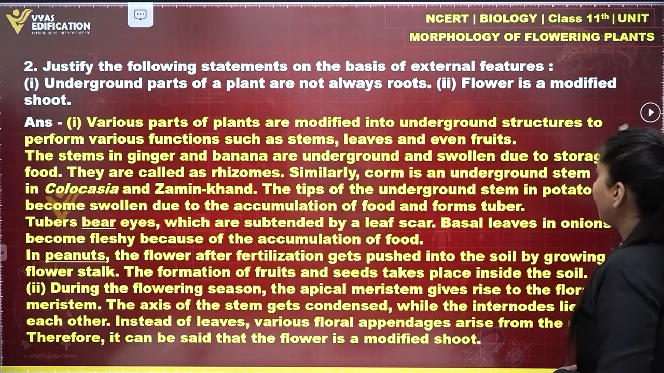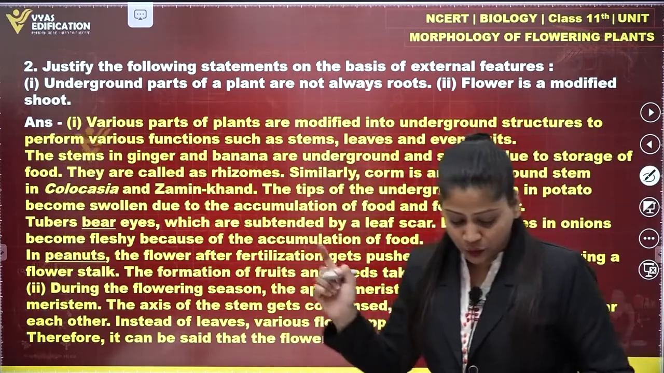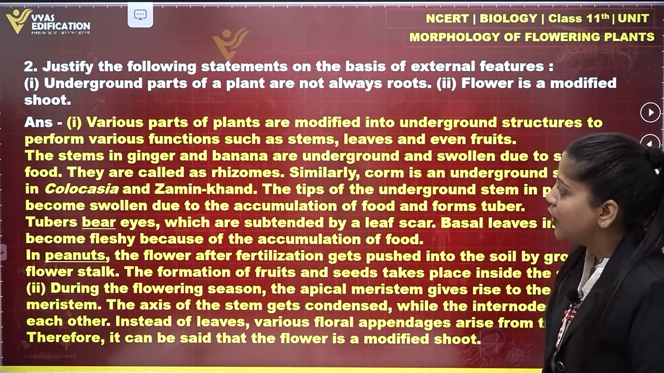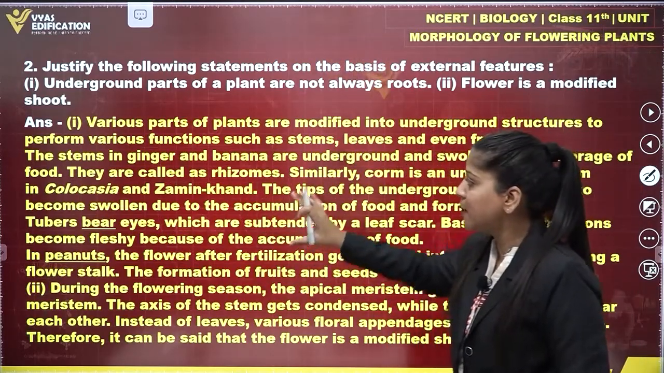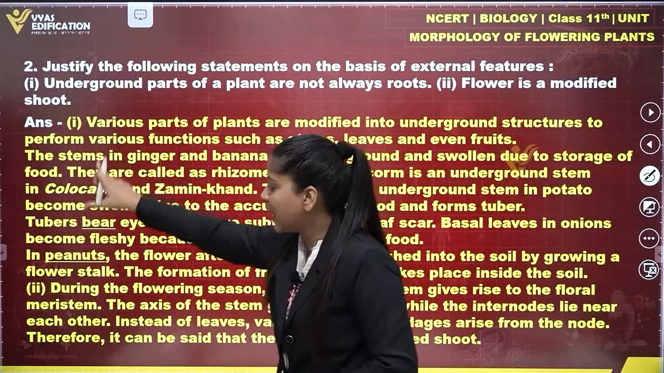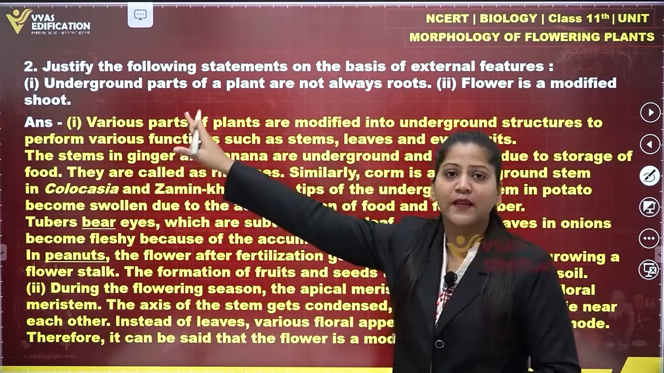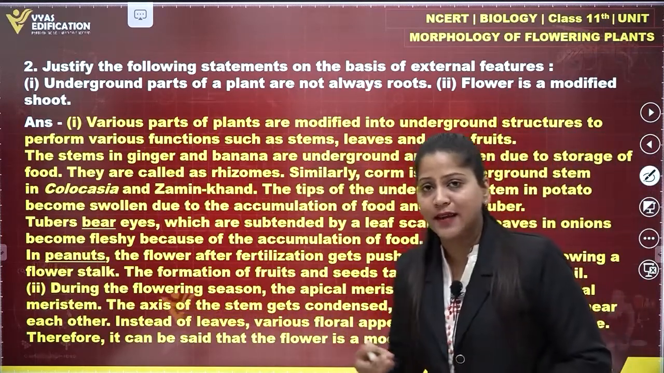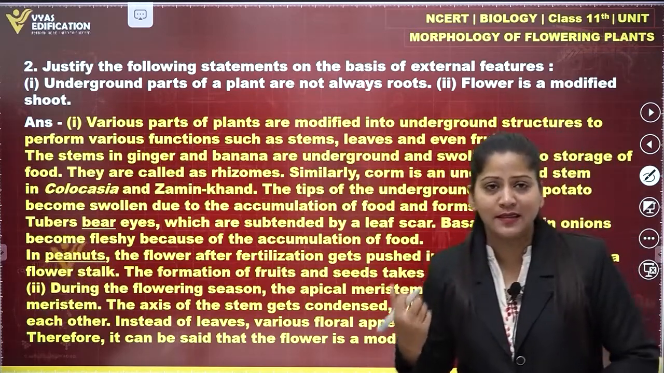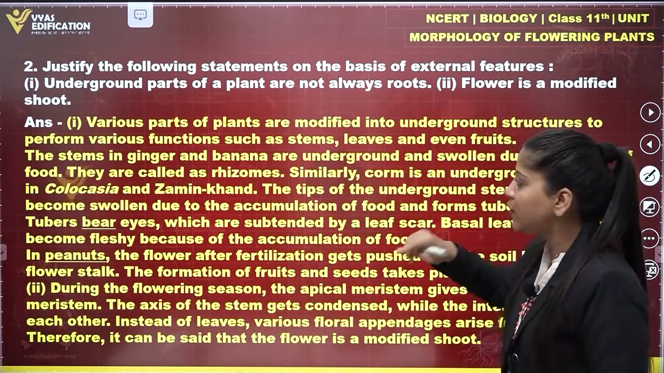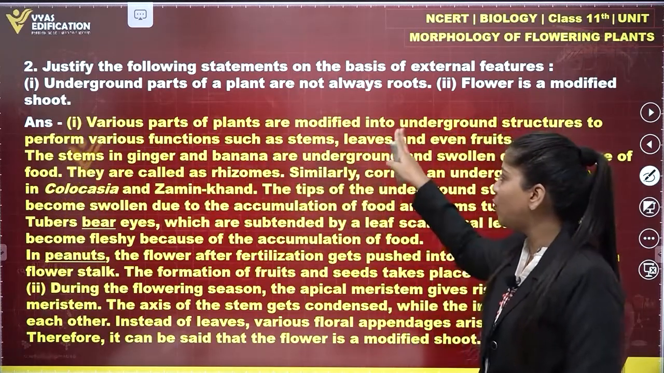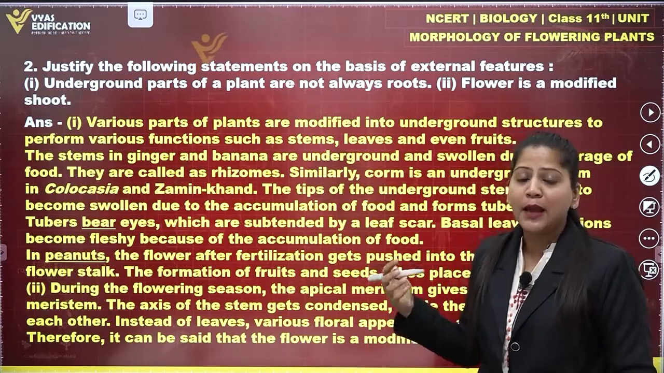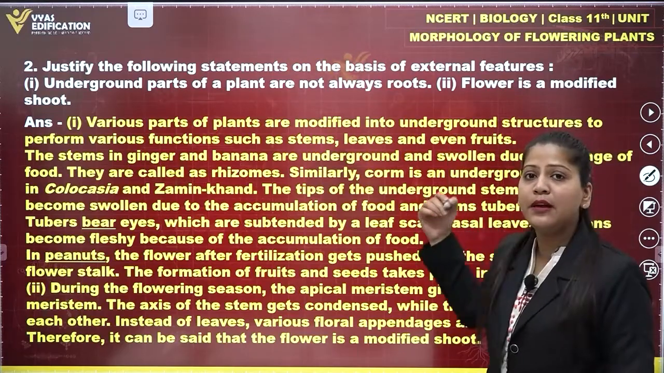Now, I have brought a written answer to this question number 2 for the students who find difficulty in writing answers in English. This one has the explanation justifying statement number 1, that underground parts of plants are not always roots. Yes, they are not always roots. They can be stem, leaf or flower. For this we know that various parts of plants are modified into underground structures to perform various kinds of functions. They can be stem, they can be leaves, even they can be fruits.